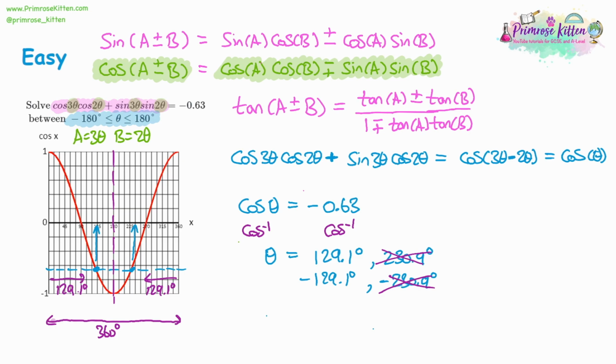And as a little bonus here, since we've been looking at the positive and negative symbol for positions where you can use both, you can actually write your answer as theta is equal to positive or negative 129.1 degrees. So you combine the two answers together by using that notation.